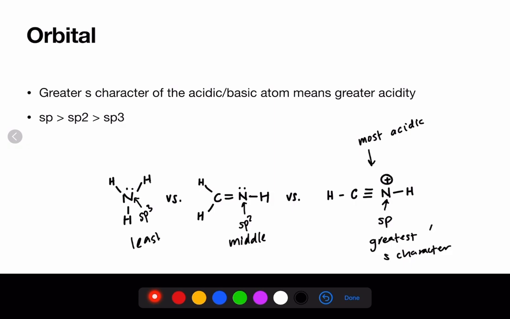So this, again, supports that the molecule on our right is the most acidic molecule. I'll rank that with a 1. The middle molecule, that's sp2 hybridized on the nitrogen, is the second most acidic, and the molecule on the left, which is sp3 hybridized for the nitrogen, has the least S character, so is the least acidic.